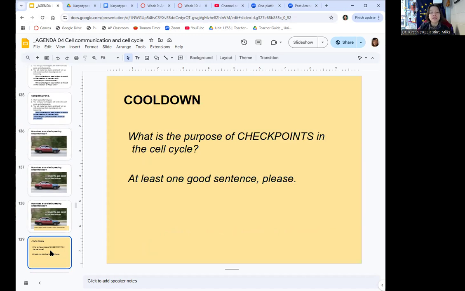So the cool down today is to figure out the purpose of checkpoints in the cell cycle and be able to describe that in one good sentence.